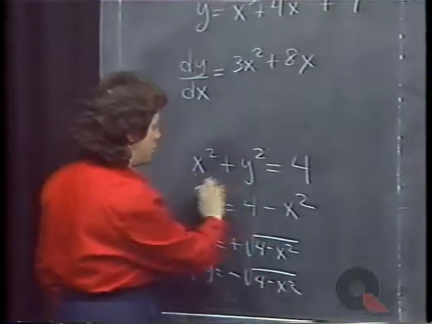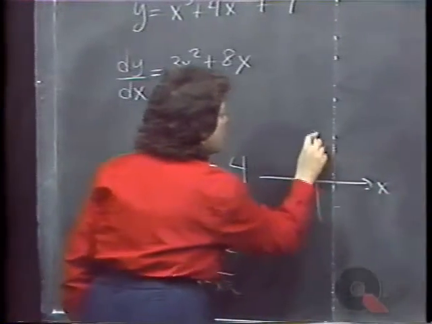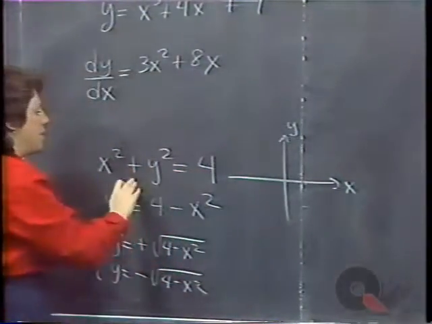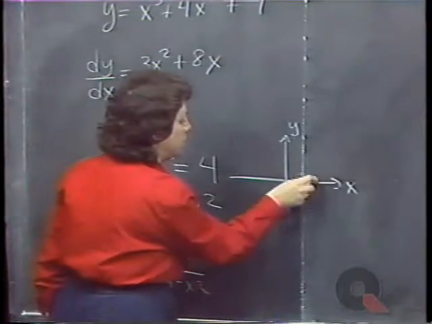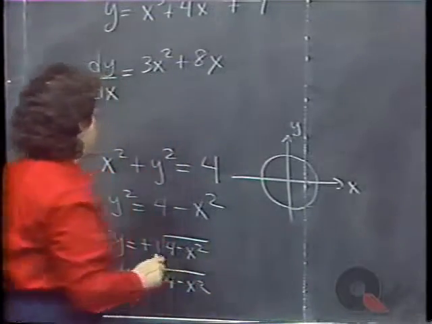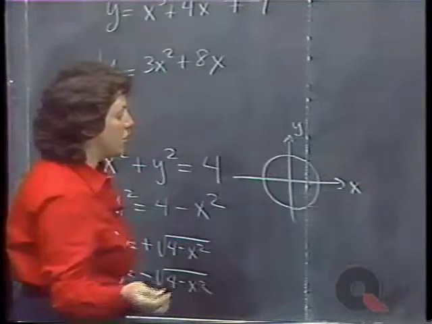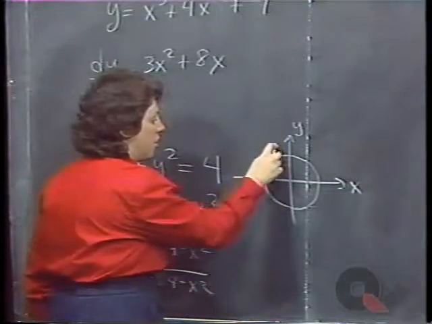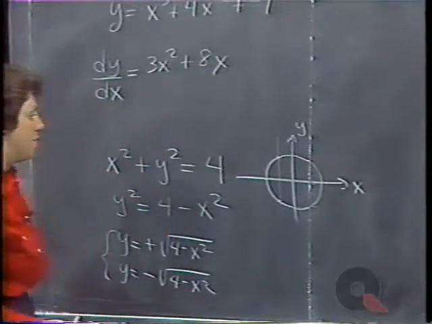If we sketch this curve over here, x squared plus y squared equals 4, we have a circle with center at the origin and radius 2. And of course, this is not the graph of a function because it fails the vertical line test. For every x, there should be one and only one y. If we draw a vertical line, we pick an x value, we see there's more than one y value.